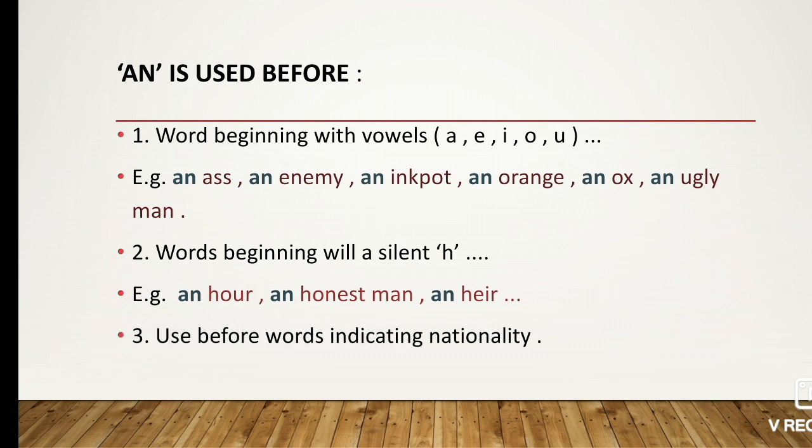Third, use before words indicating nationality. For example, Neha is an Indian. In this example, Neha's nationality is given, so we can use the article an before this nationality, and Neha is an Indian.